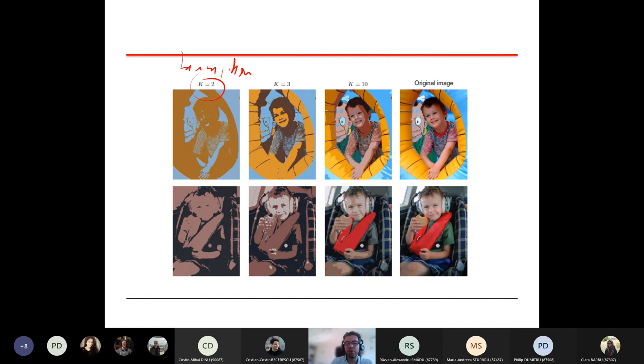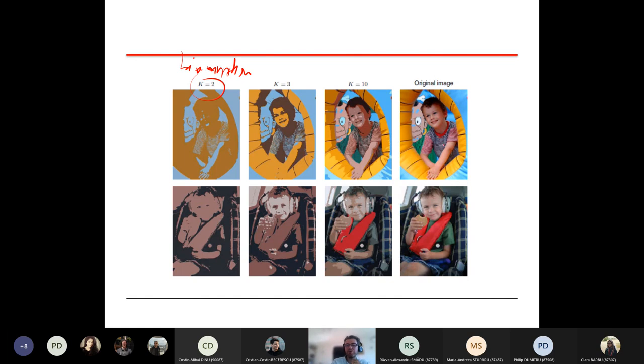And then for k equal to 3 or k equal to 10 and so on, we could have a better kind of segmentation. Of course, it's not like the semantic segmentation that you have seen in computer vision, because it's still unsupervised, so it's a clustering. Cool. So this would be a binarization of images or segmentation.